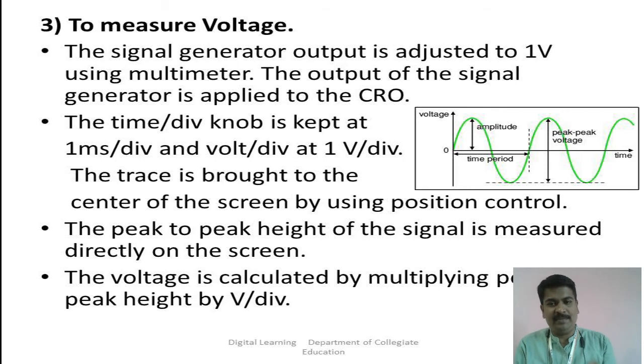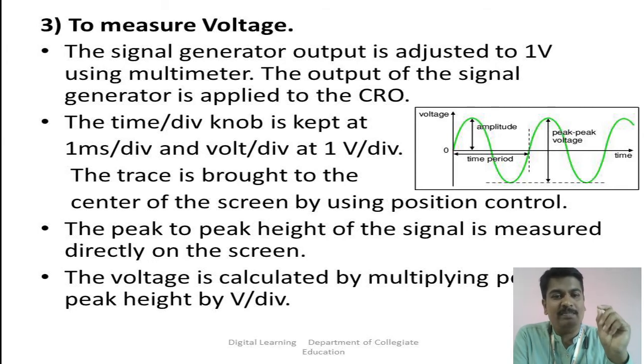I'll repeat this. The peak to peak measurement which we did on the vertical scale is multiplied by the volt per division. That gives you the voltage which we actually fed to one of the channels of the CRO. So that is how voltage measurements can be done with the help of the cathode ray oscilloscope.